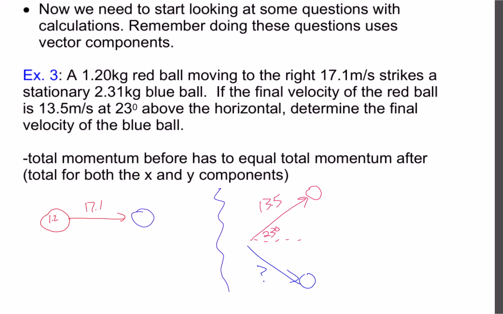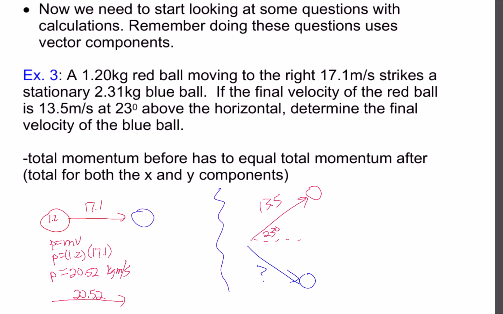So to solve these, we have to deal with momentum only. We don't want to be working with speeds and masses and all that. So let's calculate the momentum of the original one. P equals mv, so we'd have 1.2 times 17.1, which gives us an answer of 20.52 kilograms meters per second. We don't need to worry too much about the units because we're dealing with momentum all the way through. So that's our only initial momentum. We have just a horizontal vector of 20.52.